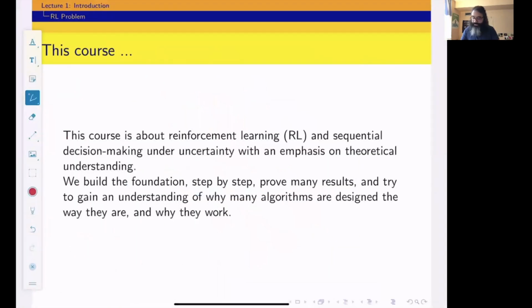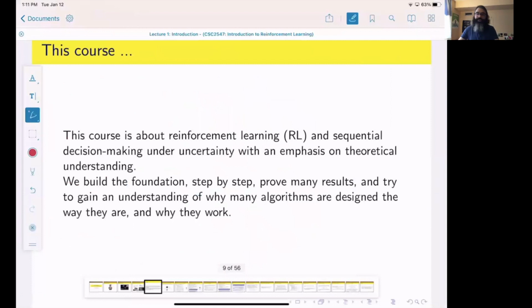And so what is this course about? This course is about reinforcement learning and sequential decision-making under uncertainty. And the emphasis of the course will be mostly on theoretical understanding. So we want to go step by step, try to understand what the basic foundations are and why an algorithm should work the way it does. So I think this course will be more on the theory side. You will do some programming assignments, so you get some practice with RL agents, but a lot of the course material, the lectures, will be on the theory side, and your assignments, which I will talk about later, will be proving things and deriving things and things like that.